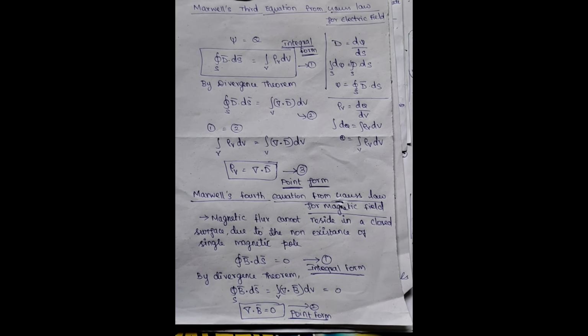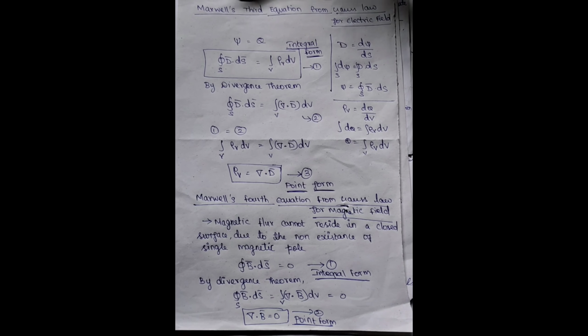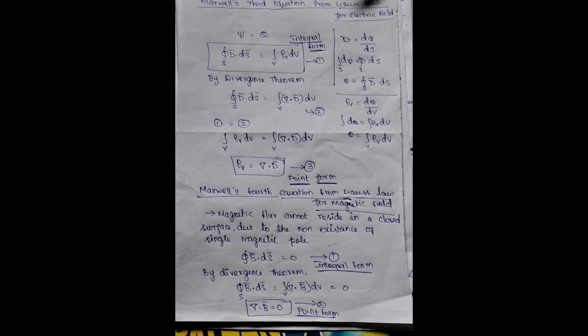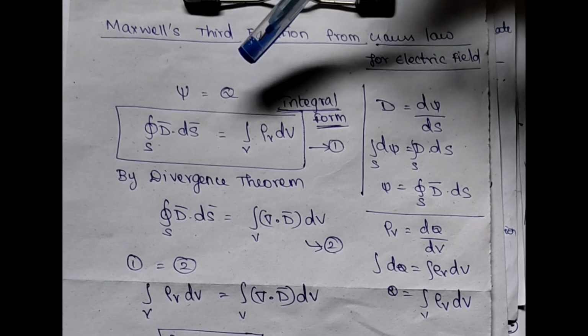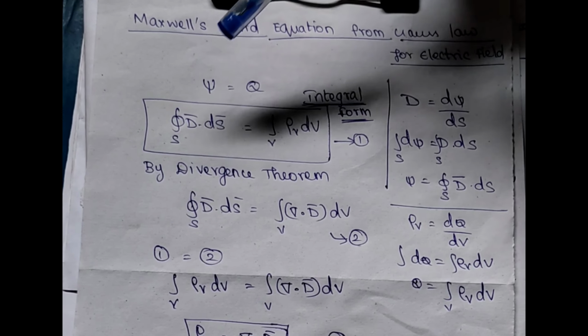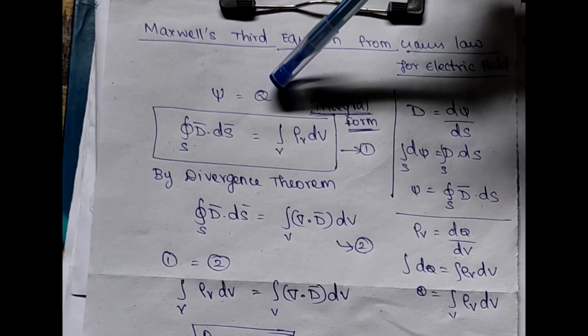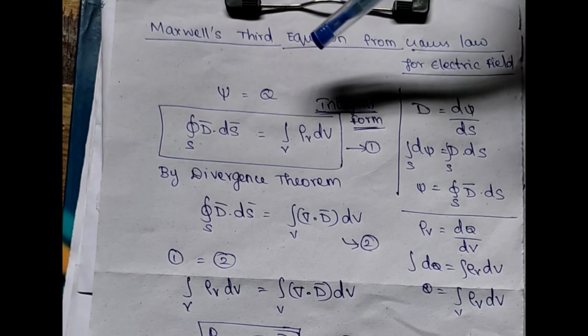Okay, good morning students, and now we are going to see about Maxwell's third equation, which is derived from Gauss law for electric field. We know that psi is equal to Q. Electric flux enclosed by the closed path is equal to the total charge enclosed by the surface. This is Gauss law for electric field.